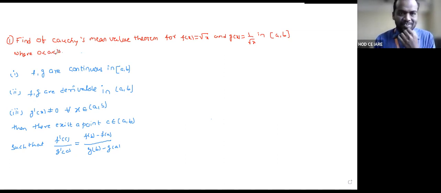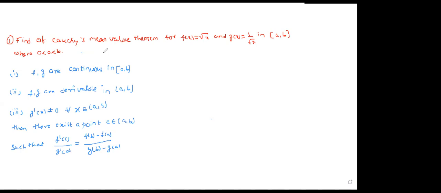The same question can also be asked like this: if f of x is equal to root x and g of x is equal to 1 by root x, prove that C of Cauchy's generalized mean value theorem is the geometric mean of a and b for a greater than 0 and b greater than 0. So there are chances it can be asked this way too, so don't get confused. Once again, if f of x is root x and g of x is 1 by root x, prove that C of Cauchy's generalized mean value theorem is the geometric mean of a and b for any a greater than 0, b greater than 0.